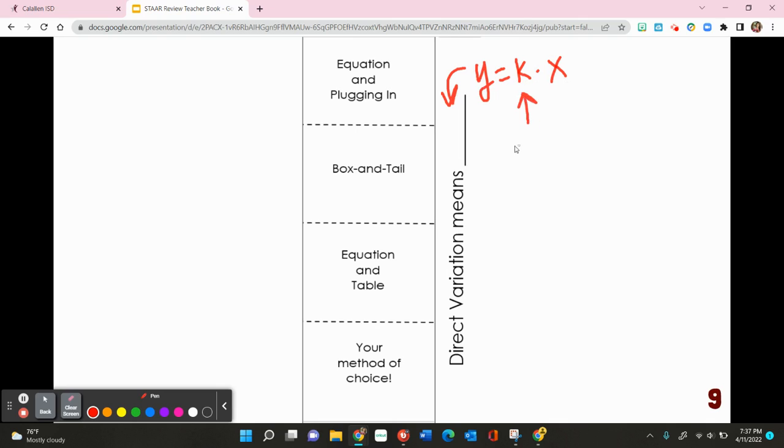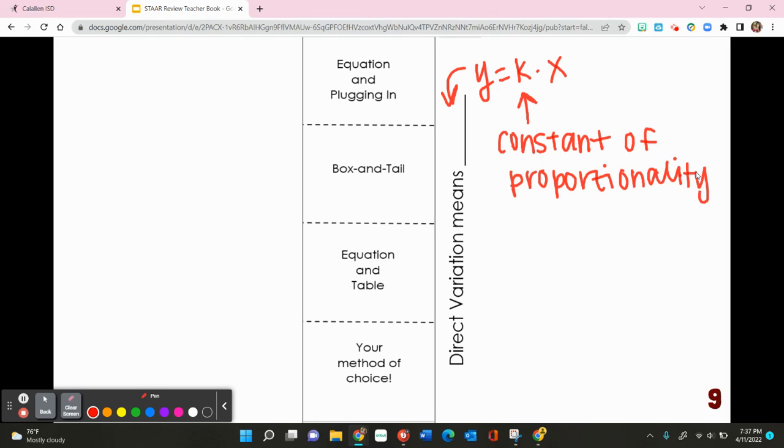So here, your k is your constant of proportionality. So, basically, that is the same thing as your slope. So constant of proportionality. Now, in a direct variation equation, to find k, if we have the equation y equals k times x, to single k out, we will divide by x on both sides. So here, k equals y divided by x. Your constant of proportionality is y divided by x.